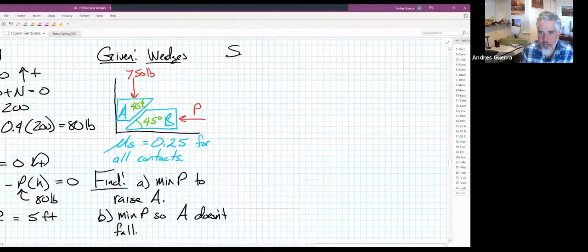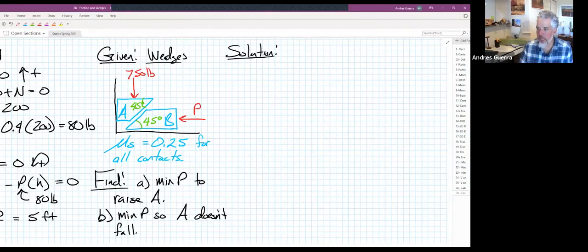So let's look at how we are going to solve these problems. Again, our FBDs are really about identifying all the possible options and then picking the best one. In this problem where we have two different wedges, we could do an FBD of wedge A, an FBD of wedge B, or the FBD of both of them together. Which FBD has a known load on it? It's the FBD of A, right? B doesn't have a known load.